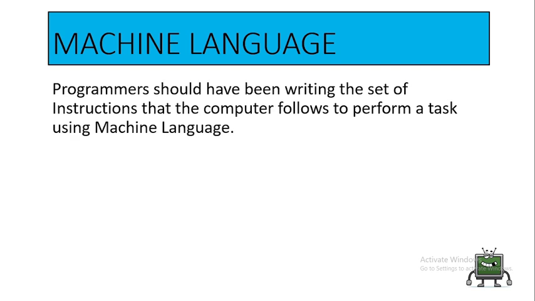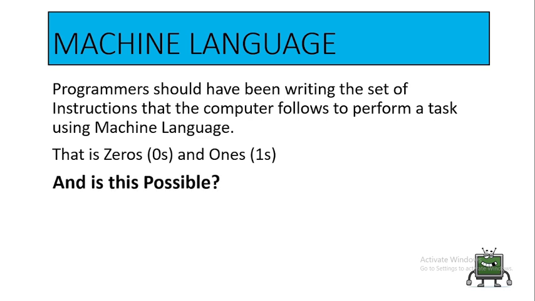So what does it mean? If a programmer would want to communicate his ideas or write the set of instructions that the computer should follow to perform a task, then the programmer should be able to speak the native language of the computer, that is zeros and ones. Programmers are supposed to program using zeros and ones. So programmers should have been writing the set of instructions that the computer follows to perform a task using machine language, that is zeros and ones.